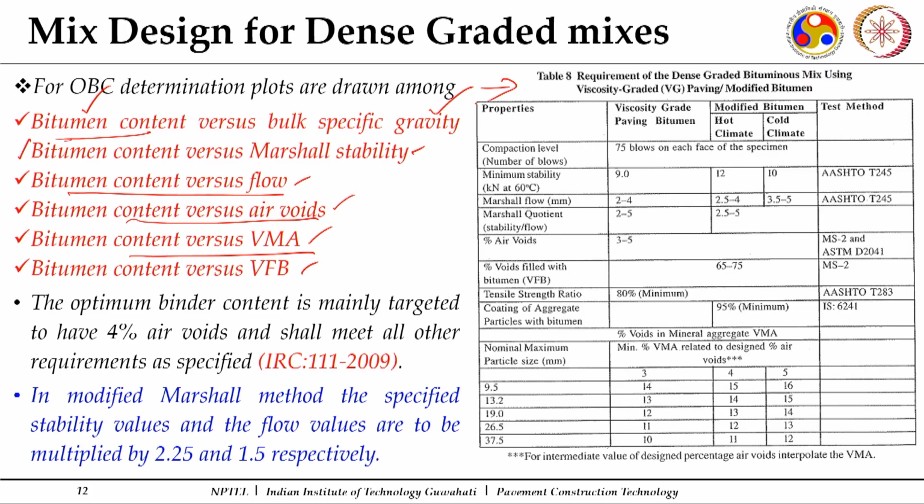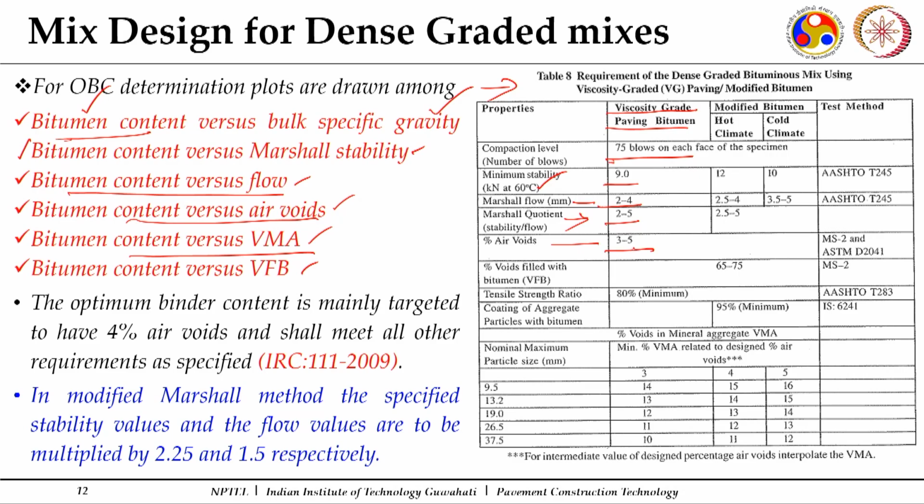Now, this is a table as per IRC 111 2009, which says that if a viscosity grade binder is used, where as per the Marshall method 75 blows are given, the stability should be at least 9 kilonewton at a temperature of 60 degrees centigrade. It says that the flow in mm should be in the range of 2 to 4. So, I need a binder content which meets these requirements. There is another parameter, Marshall quotient, which is the ratio of Marshall stability and flow, which should be in the range of 2 to 5.